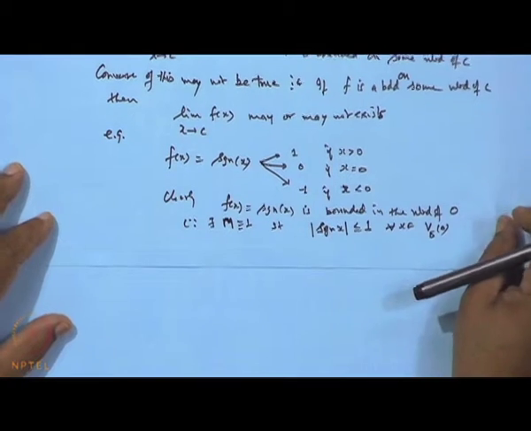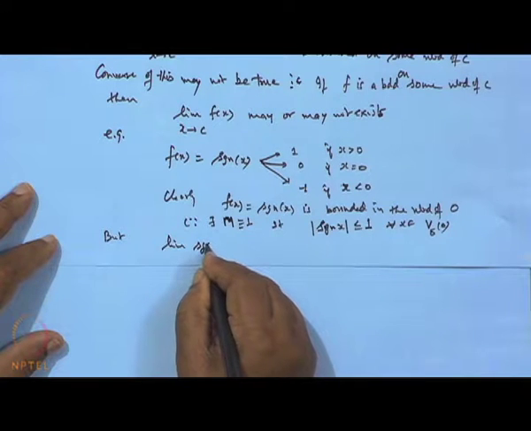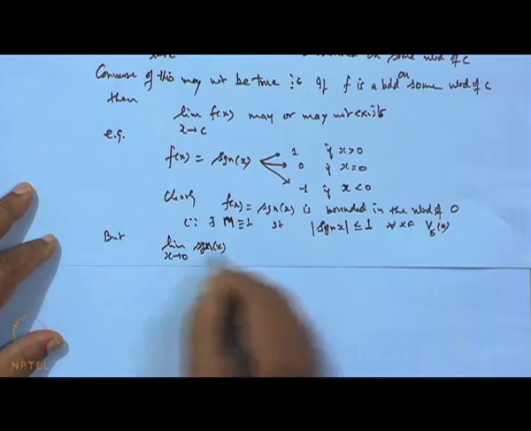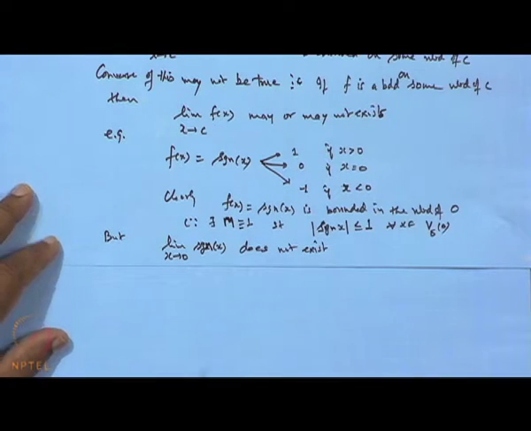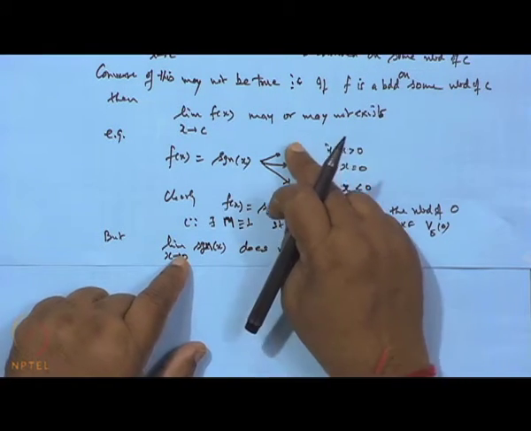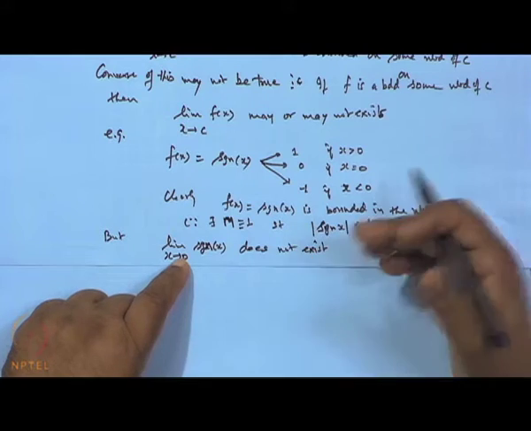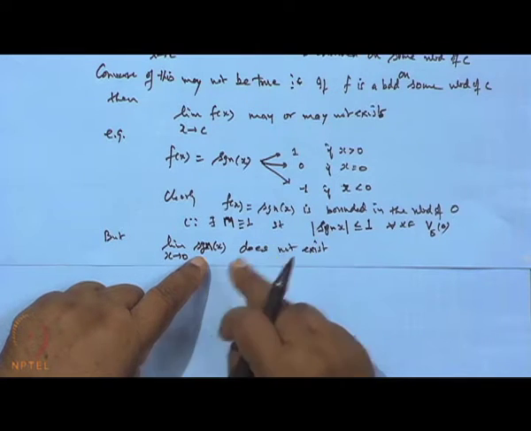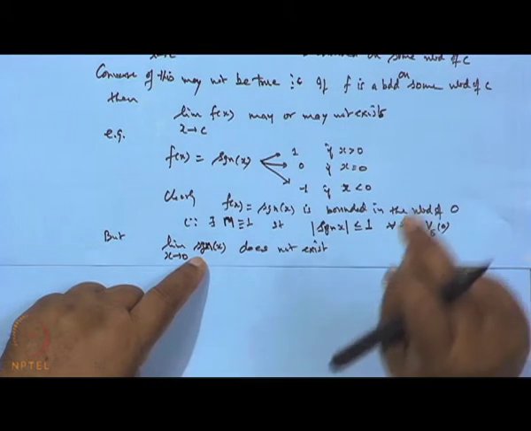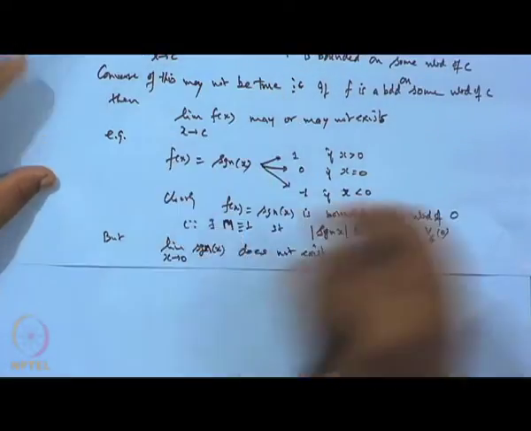But as we have seen, the limit of this function signum of x when x tends to 0 does not exist, because when x tends to 0 from the positive side, the value will come out to be 1, and from the negative side the value will come out to be minus 1. So, the limit is not unique, or we cannot identify a delta such that the difference between f(x) and the number, say 0, is less than a small value epsilon. So, it does not exist. So, we say that the converse of this is not true.